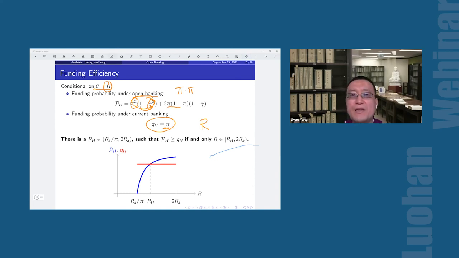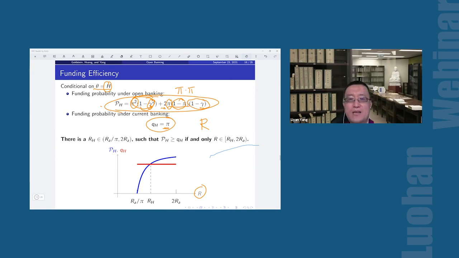This next term is where one firm sees a good signal and the other firm sees a bad signal. The firm seeing the bad signal will not bid. But the firm seeing the good signal also does not bid with probability γ, so 1 minus γ is the probability of bidding. And because there are two cases, either firm could be the one seeing the good signal, you have two of them and add them up. So that's the probability of getting funded, given the type is good. And we can show this funding probability is increasing in π, increasing in γ, and increasing in R.